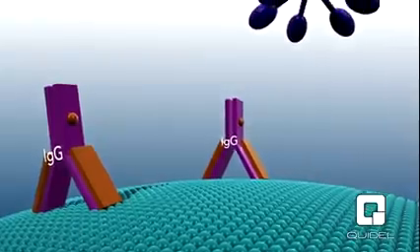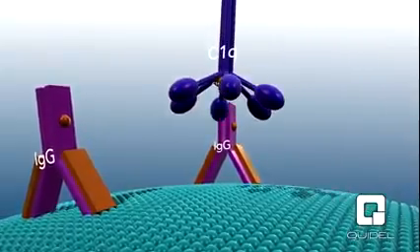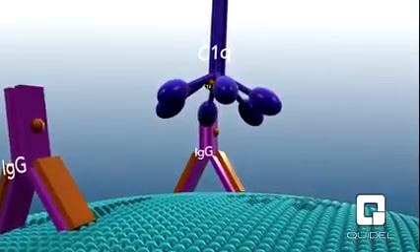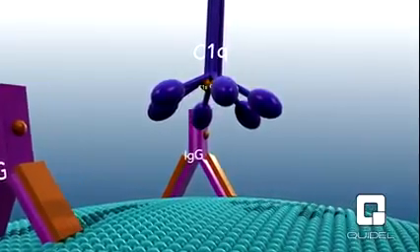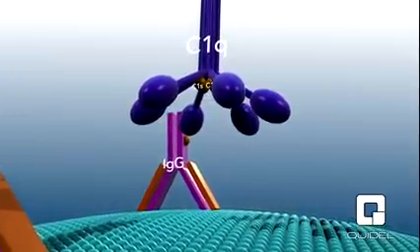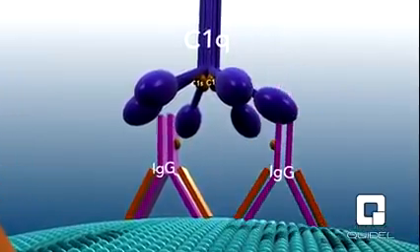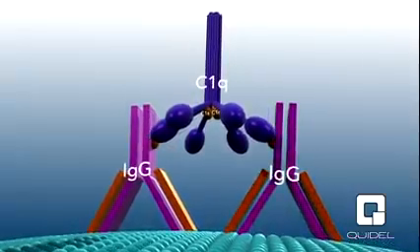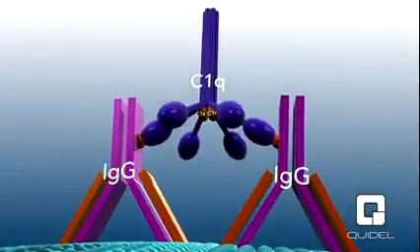The classical pathway is activated when C1, the first protein in the pathway, binds to the Fc portion of the antibody. C1 is a large macromolecule composed of a C1q molecule and two molecules each of C1r and C1s. It's the globular head portion of the C1q that binds to the Fc binding site on the antibody.